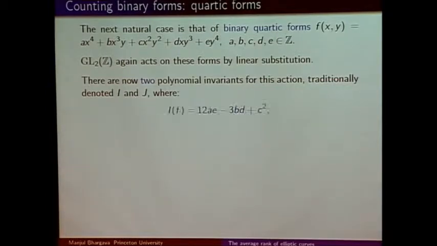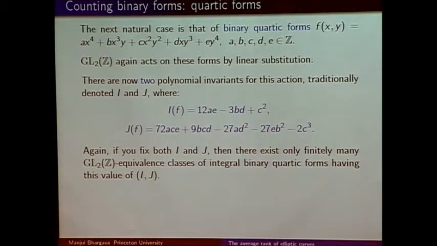And here are the values of I. So this I is some degree 2 thing in a, b, c, d, e. And J is this degree 3 thing in a, b, c, d, e. And they're both invariants, and it turns out that they generate the ring of polynomial invariants. So this is the main difference when one goes from cubic to quartic: if you're trying to count binary quartics, there's sort of two invariants that you have to deal with that are independent.